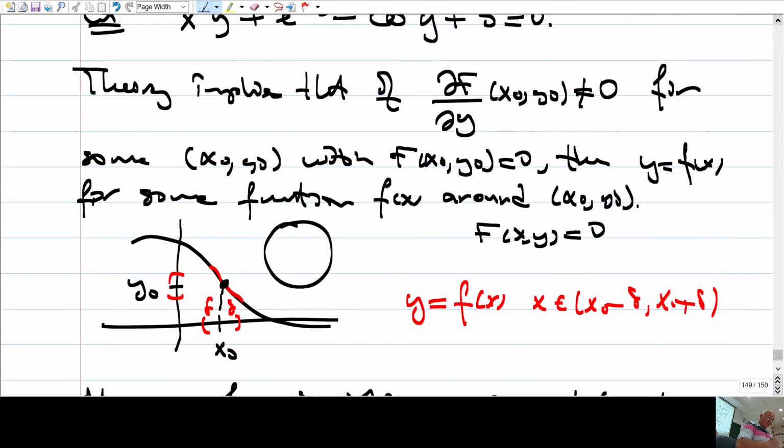What was the condition here? The derivative of the function with respect to the variable, so that you want to write this variable in terms of the other variables, shouldn't be 0. If it is not 0, then you can solve this equation f(x,y) equals 0 for the variable y.